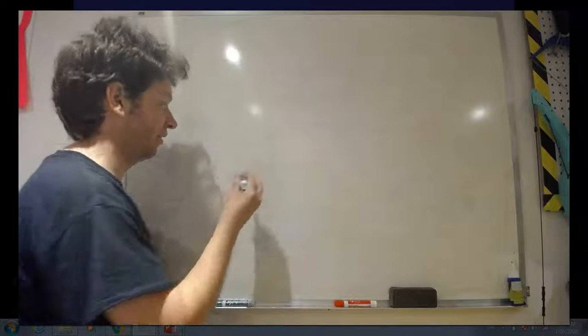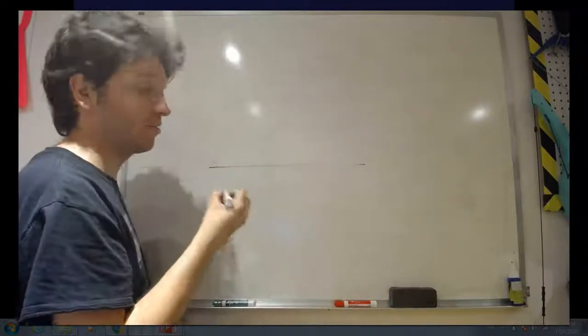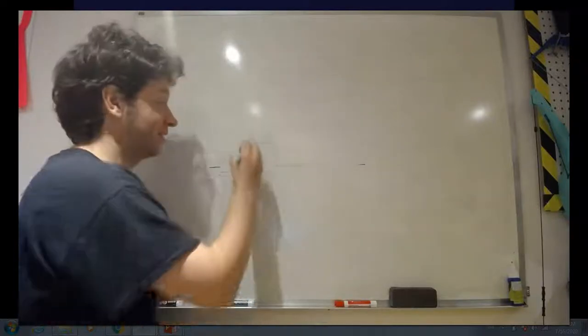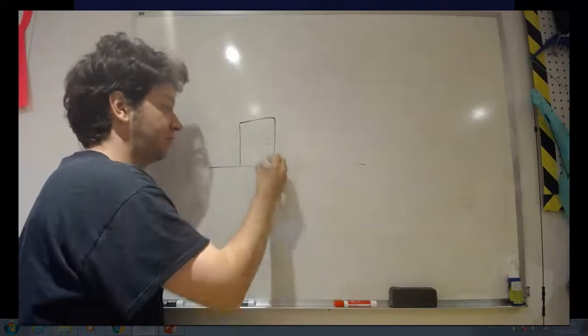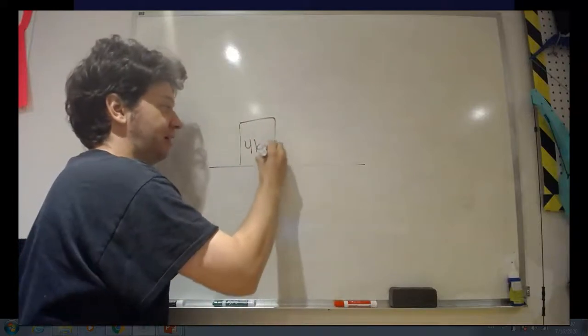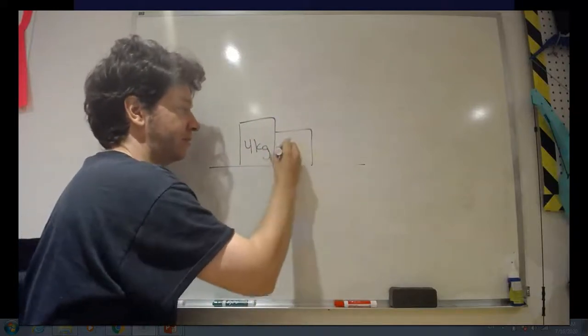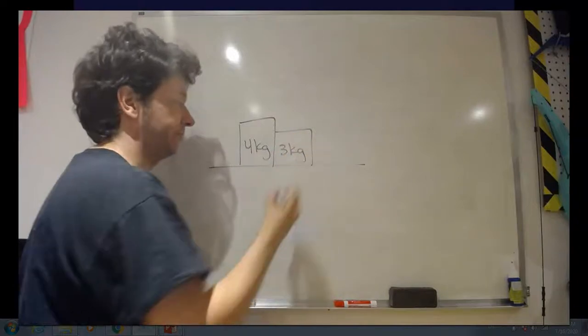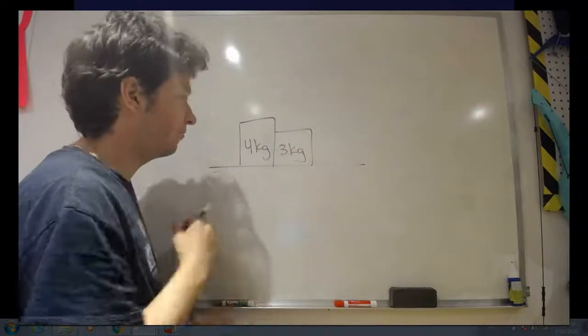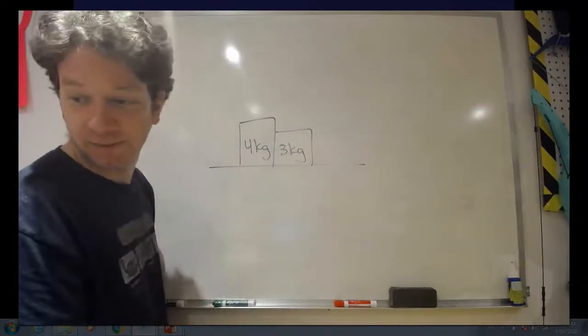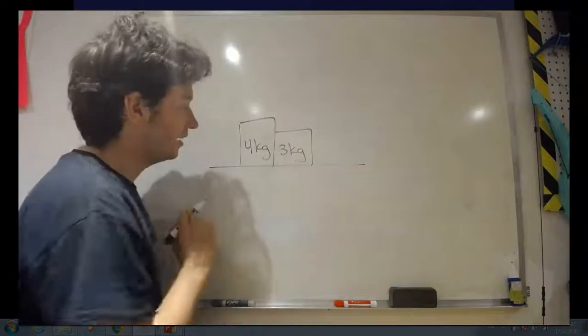So read the question and then draw a system diagram. Now this is going to make perfect sense when I say draw a system diagram because I am going to be drawing more than one object. Here's our first one, which is 4 kilograms, and that's in contact with a smaller one, which is 3 kilograms. All right, so you have 4 kilograms and 3 kilograms. And there's a contact force in between them.